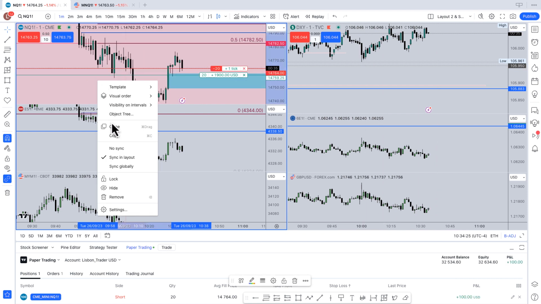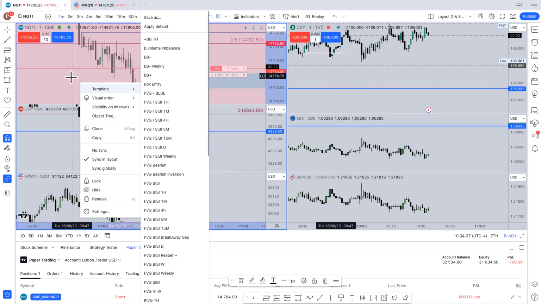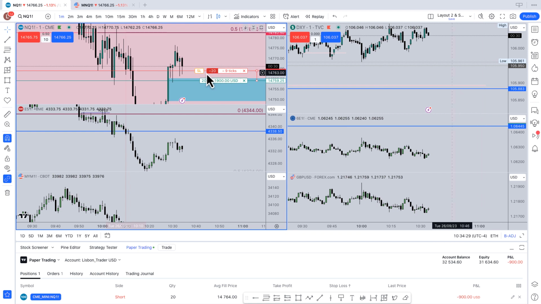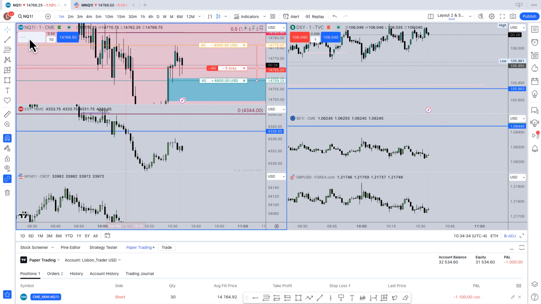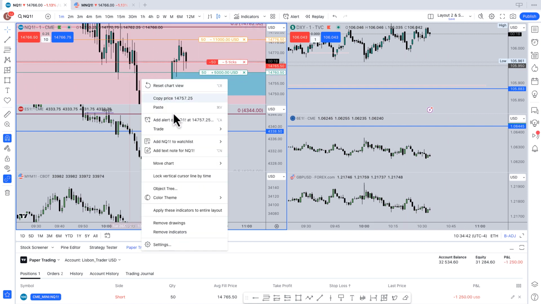Let's buy inside. Let's buy inside this fair value gap. There. This is for the buying.